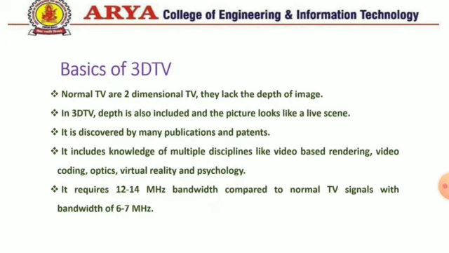When we talk about a 3D TV channel, it requires 12 to 14 megahertz of bandwidth compared to normal TV, which has a bandwidth of 6 to 7 megahertz. So 3D TV channels need higher bandwidth compared to normal television, and even HD TV bandwidth is around 10 megahertz. So in 3D TV the bandwidth is a bit higher compared to other TV channels.